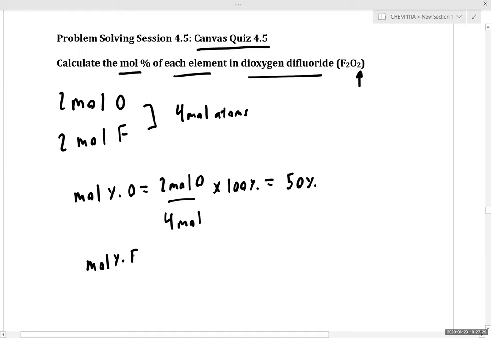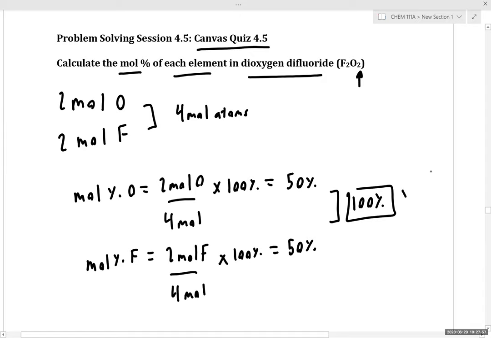The mole percentage of fluorine, we can figure out just by the fact that both the mole percentages add to 100, so the mole percentage of fluorine will be 50%, but it's better to calculate it from scratch if we have all the data. So we'd have 2 moles of fluorine over 4 moles total times 100%, which gives us a mole percentage of 50%. Both of our mole percentages add to 100%, and that's it. So we've checked our work and completed a mole percentage calculation from the formula. Okay, that's nice. Now, any questions before we move on?